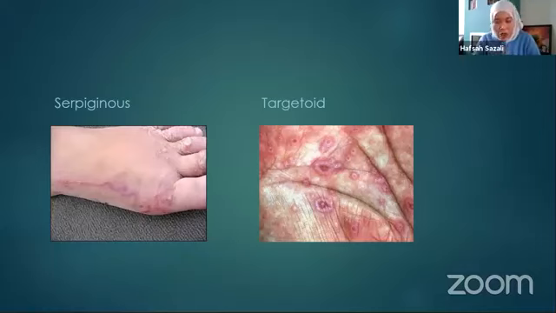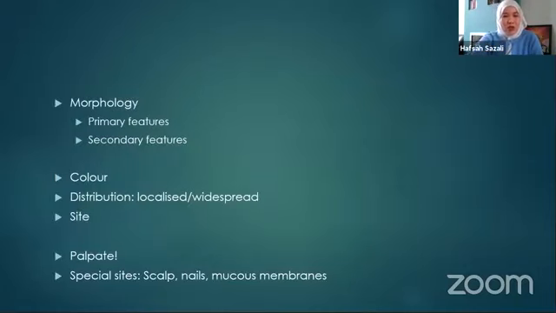Okay? And sometimes we do have atypical targetoid lesions, but if you want to say it's targetoid, it has to have these 3 zones: the dusky center, blistered center, the pale zone, and followed by the erythematous rim. This is targetoid. Okay. So just to recap, what are the important points to communicate to the dermatology team when you're referring a patient?